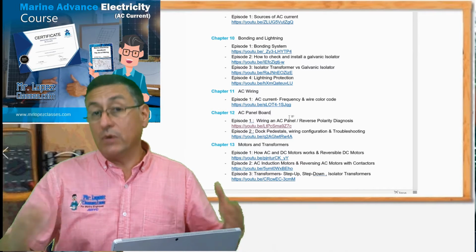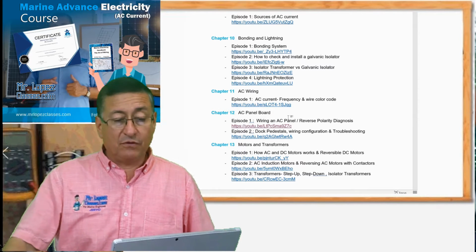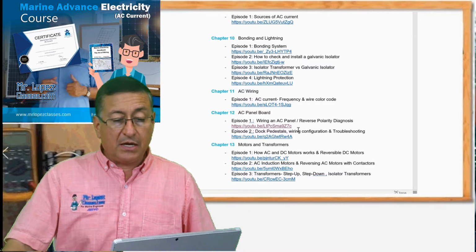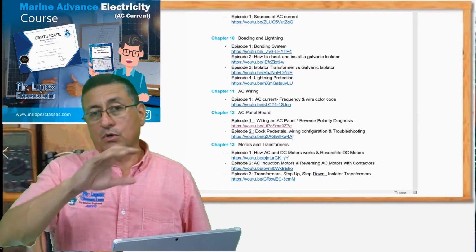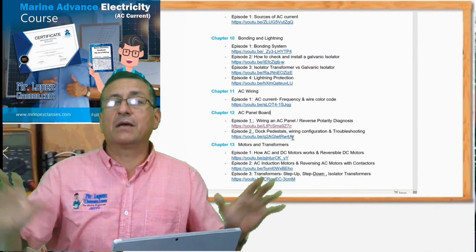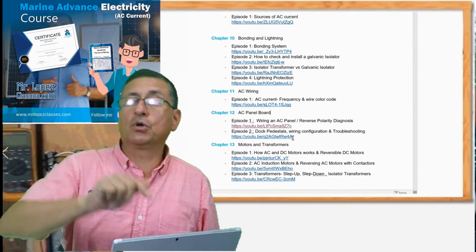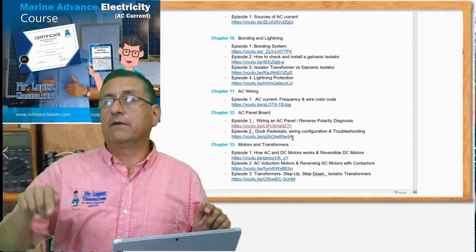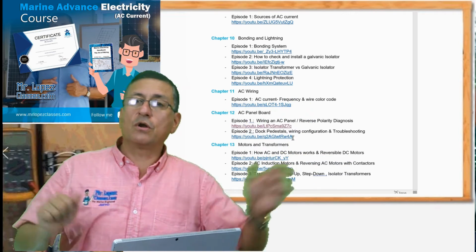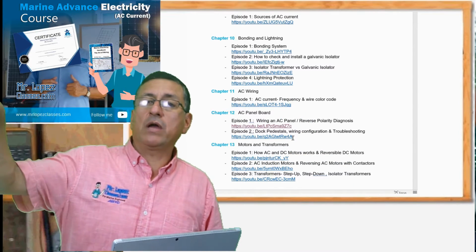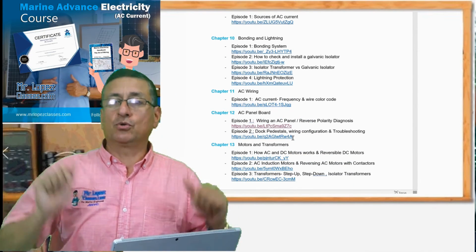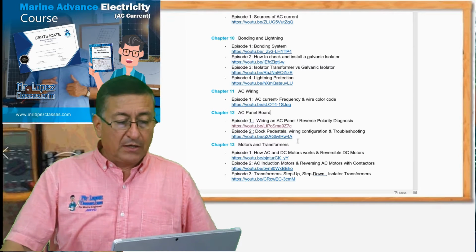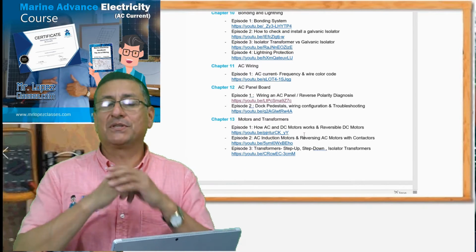In chapter number 12, we are going to continue with the configuration of the AC panel, and we are going to do all the wiring schematic, and we are going to troubleshoot the AC panel. We are going to check what happens if the voltmeter is wrong, the ammeter is wrong, what happens if this equipment is shorted. This is chapter 12.